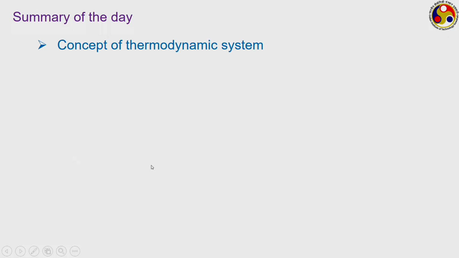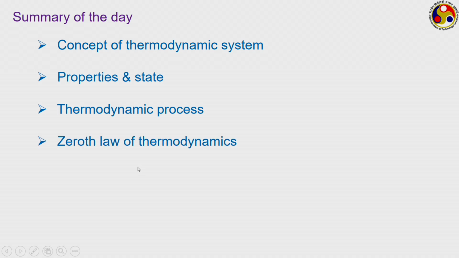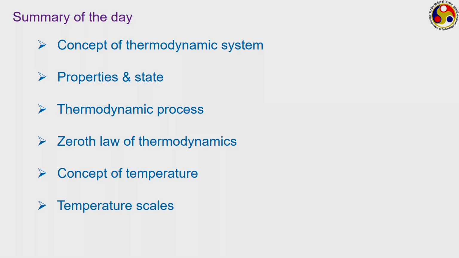So, that takes us to the end of today's discussion, where we have been reviewing the basic concepts of thermodynamics. We started with the concept of thermodynamic system, state and properties, processes and cycles. We have seen how to plot the thermodynamic processes on property diagrams. Then we discussed the zeroth law of thermodynamics, which gave us the concept of temperature. The zeroth law allows us to define the property temperature as the one which gives the condition for thermal equilibrium, and we briefly discussed the temperature scales. So, that is it for the day.